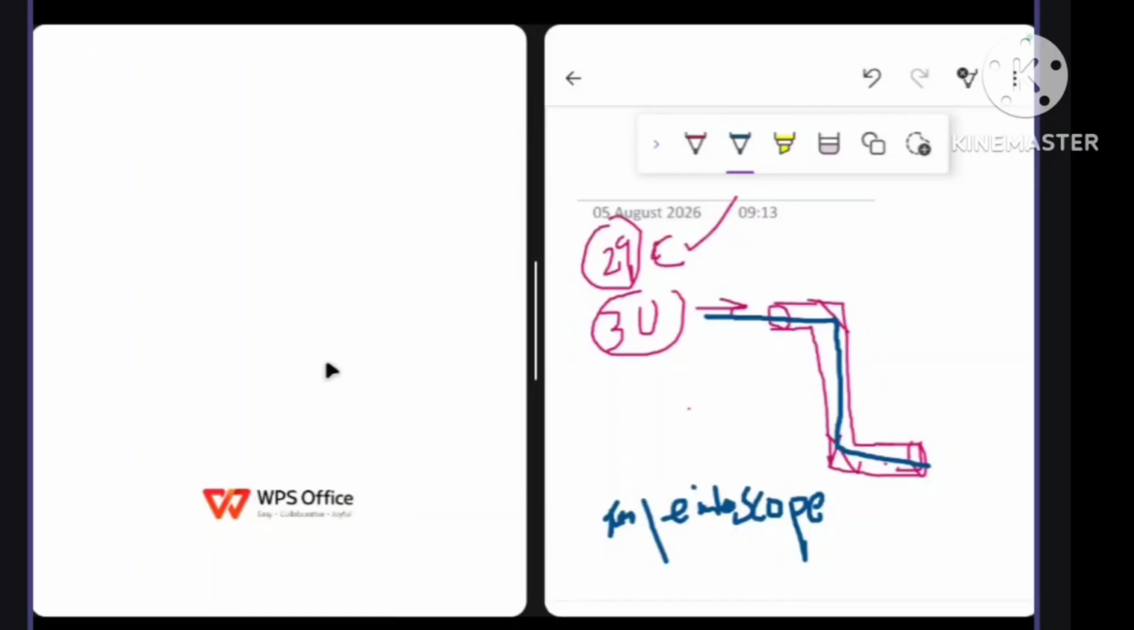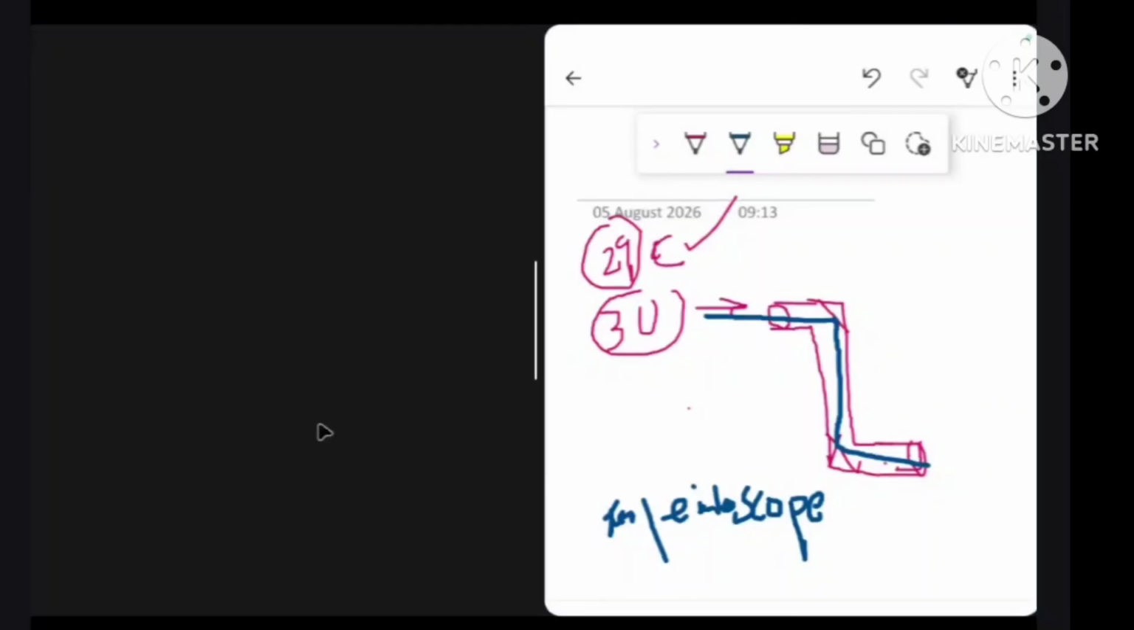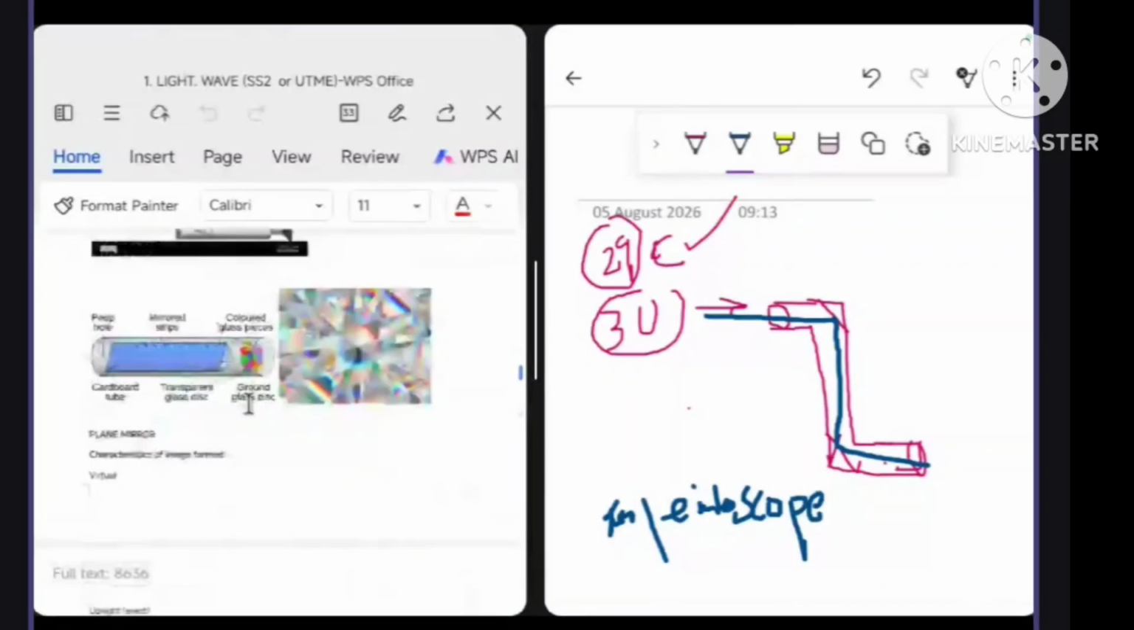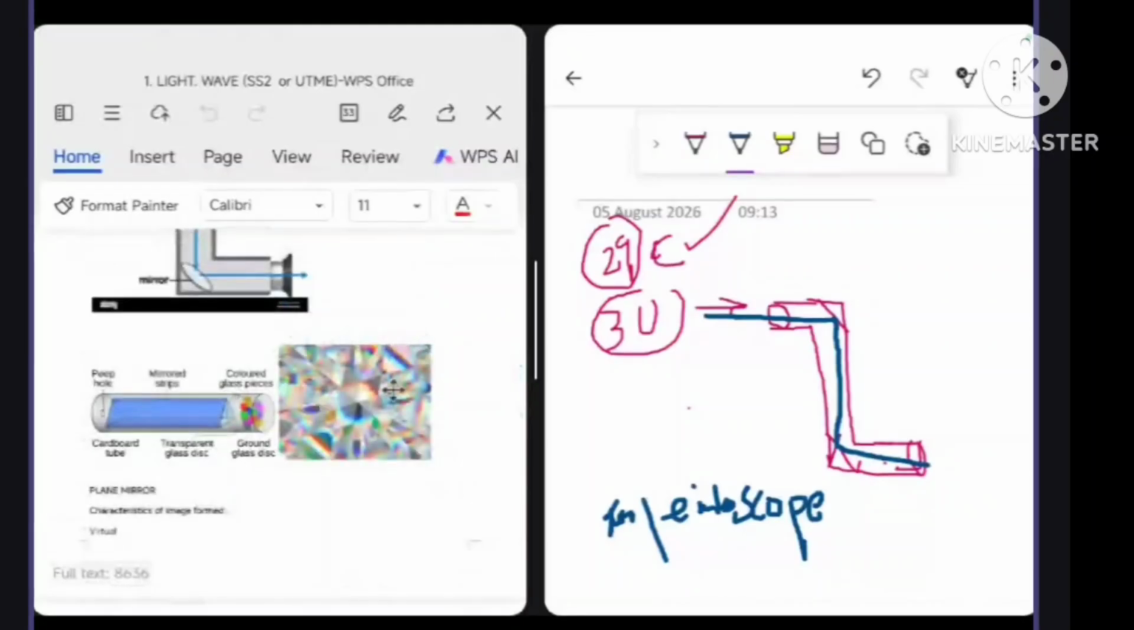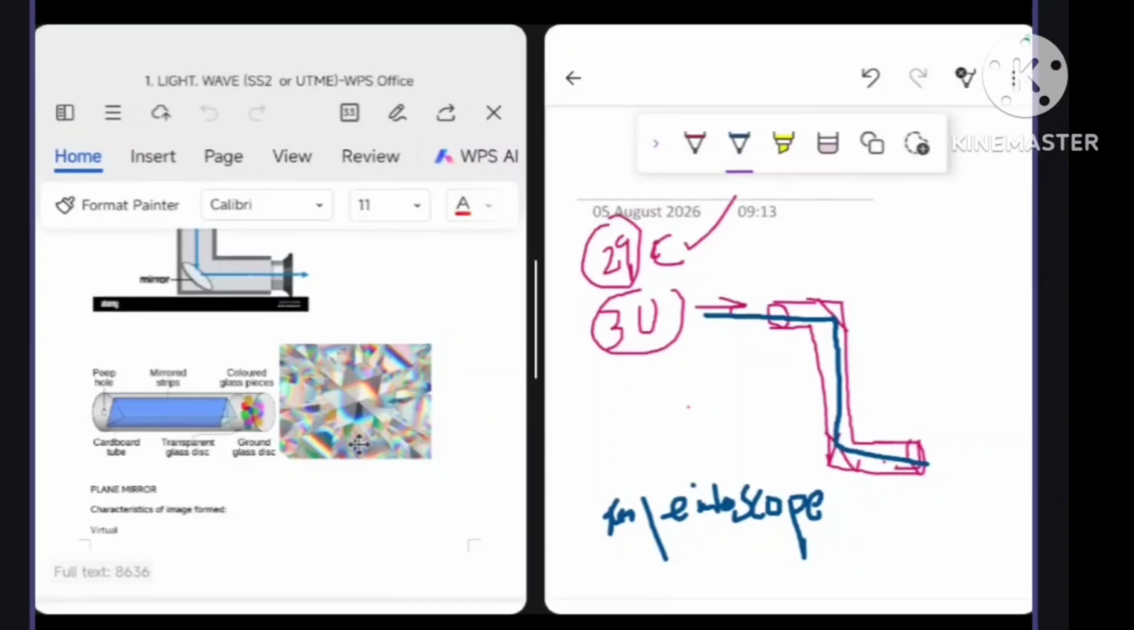Let me show you. I have an image of it here in my notes. Yes, this is the kaleidoscope. It has different colored glasses, and so it is used to obtain different arrangements of color patterns. If I go online, you're going to see so many different forms of color patterns that can be formed based on the colors of the glass pieces inside.